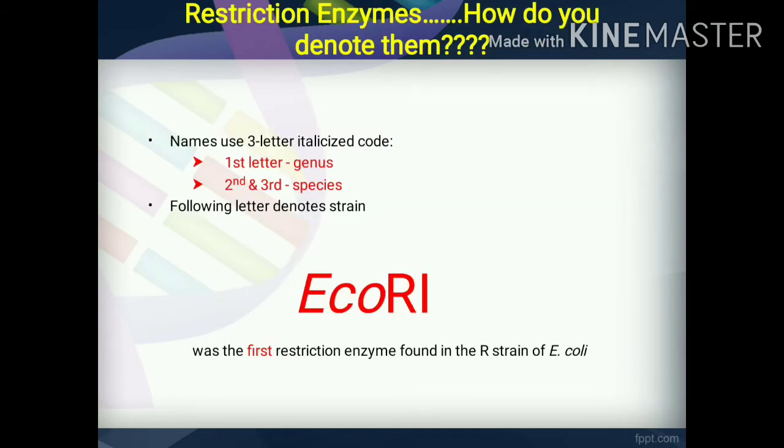Restriction enzymes, how do you denote them? How do you write a restriction enzyme? Always remember, restriction enzymes are written with the first letter of the genus. Here you can see EcoRI. E means Escherichia, the name of the genus, so the first letter of the genus is E. Co is the second and third letter of the name of the species, coli. R is the strain, and I is because it is the first restriction enzyme found in the R strain of E. coli. In this way, they are denoted.